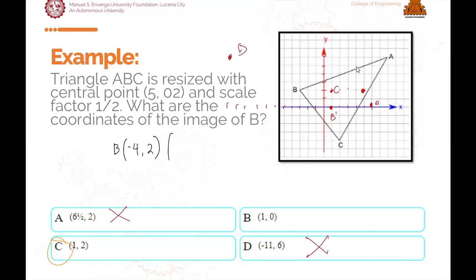Then kapag may scale factor tayo, times natin ng 1/2 both coordinates natin. So ito is magiging, okay, okay, so hindi pala pwedeng direct multiplication. So dapat is, yung kunin natin yung difference ng central point minus dun sa original point natin, no? So, central point natin is 5, 2. And then, yung original position natin is negative 4, 2. Okay?